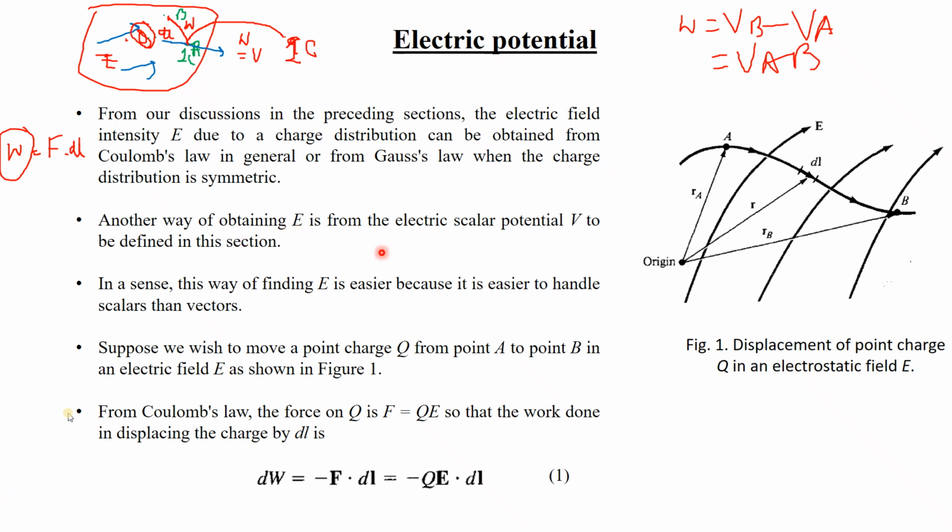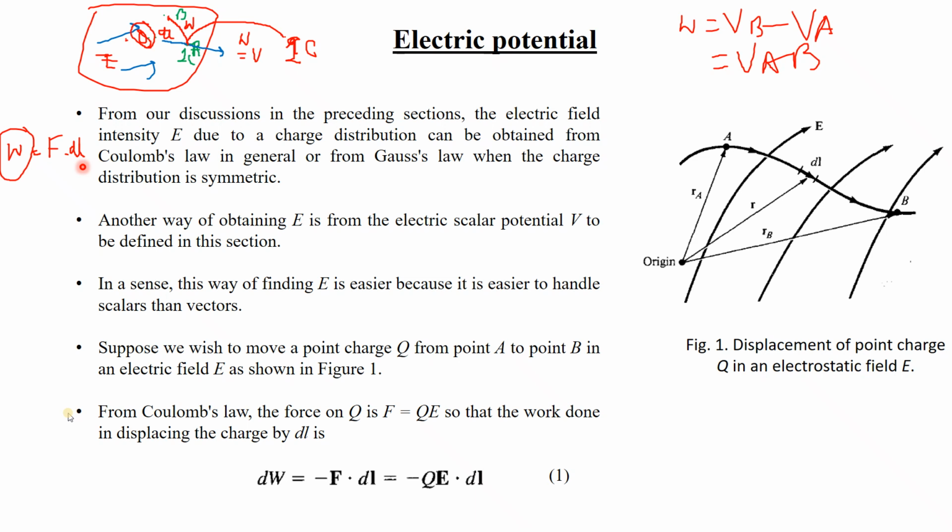Another way of obtaining the electric field is from the potential. In a sense, this way of finding E is easier, because it is easier to handle scalars than vectors, because potential, in this case work done, is a scalar quantity. Why a scalar quantity? Because force is a vector and displacement is also a vector. We know from physics that work done is force dot displacement.